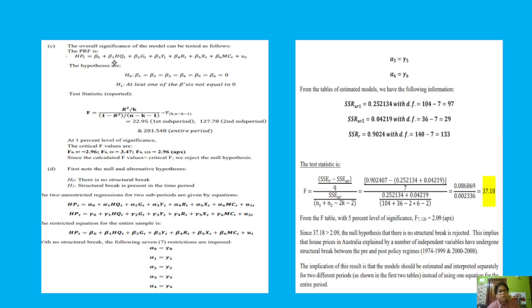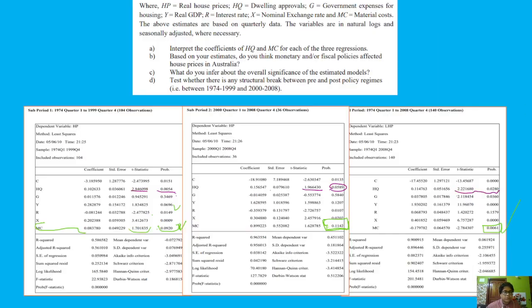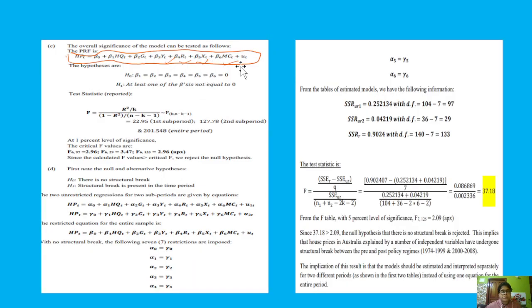Okay, let's do it. So we are putting the model here, the PRF model, that is encompassing all the variables that you are using. Here, housing approval, government expenditure, GDP, rate of interest, XT, material cost, NC, XT, I forgot what that variable was. Just let me check it. X nominal exchange rate. Okay, sorry. So nominal exchange rate and material cost, and you are putting the hypothesis for the overall significance that all the betas, they will be equal to 0. That is your null hypothesis. But your alternative hypothesis will be at least one of them will be not equal to 0.